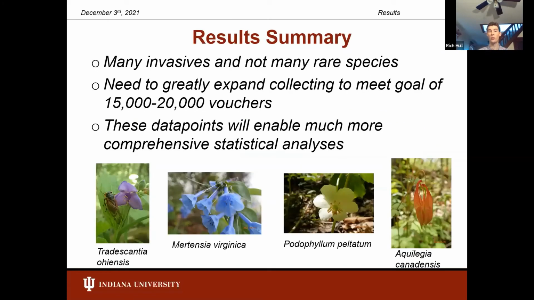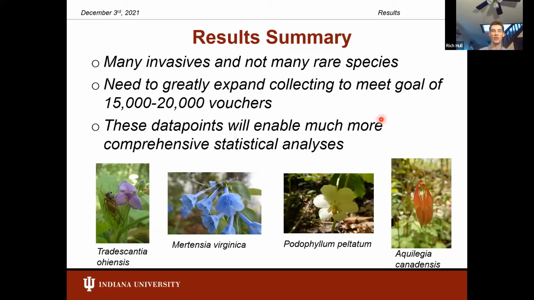So to summarize the results from the first year, there are many exotic species, more invasive species, and not quite as many rare species. And to address the more sophisticated hypotheses and to provide a more statistical approach to these 2 previous questions, I need to greatly expand the collection scope. So I need to collect probably anywhere between 15,000 and 20,000 vouchers. And right now, I'm currently in the process of trying to get funding to do that. So this is something that is in the works.